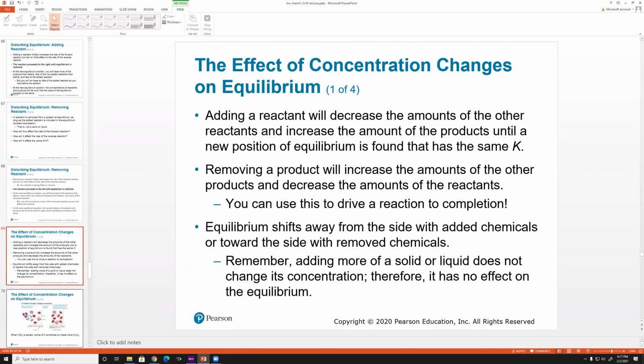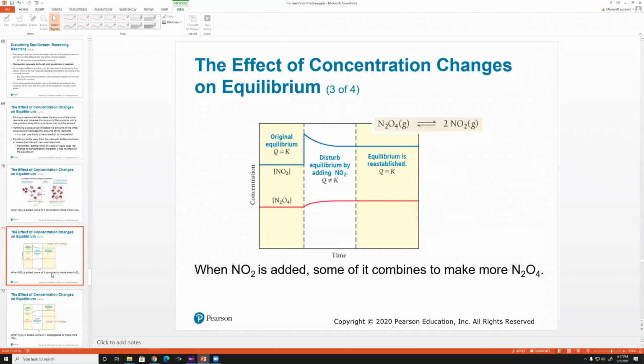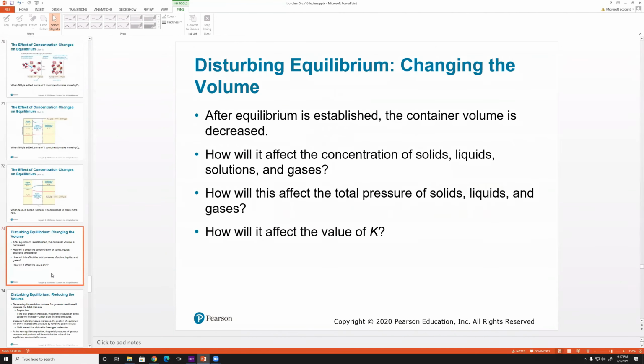The effect of concentration changes on equilibrium. So it's just the basic, what we just talked about. Equilibrium shifts away from the side with the added chemicals or towards the side with the removed. So it's to restore an equilibrium. Getting back to baseline is what we're trying to do. And there's just a graphical idea.